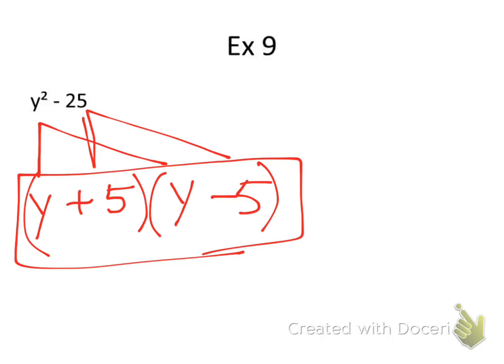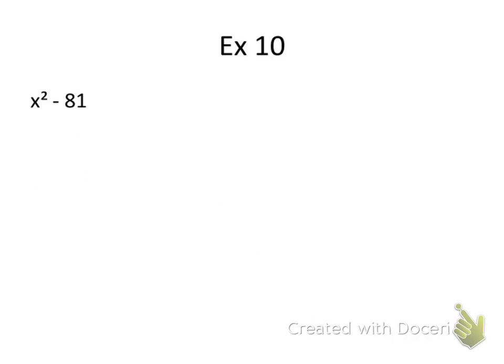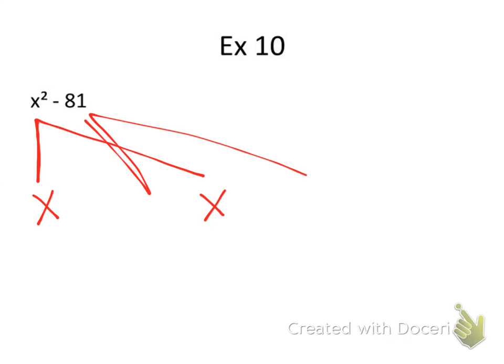All right, you guys ready to finish this lesson? X squared minus 81. Okay. 9. X. X and X, 9 and 9. What else do I need? Plus and minus. In parentheses. Plus, minus, parentheses.